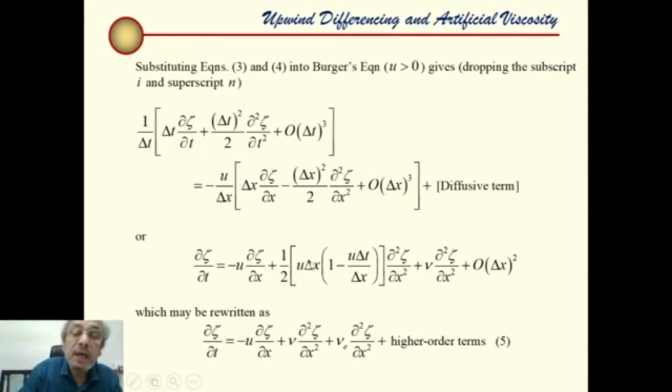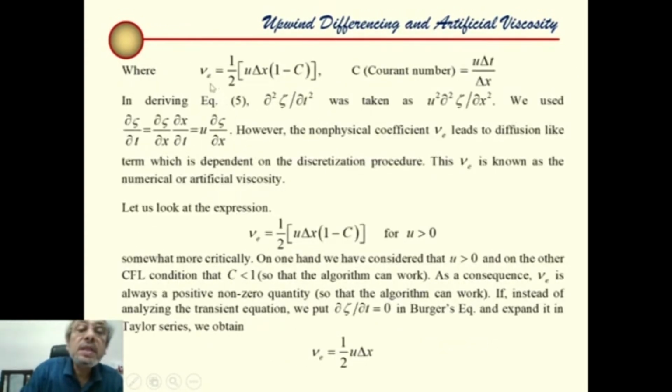So this term, first of all, we can call this artificial viscosity, and we can write this as half u delta x into 1 minus, we have seen in the last lecture that we can call this term u delta t by delta x a Courant number. So this is half u delta x into 1 minus Courant number.